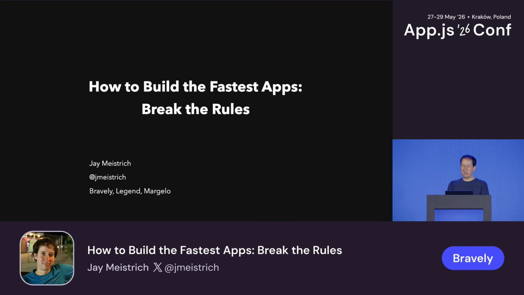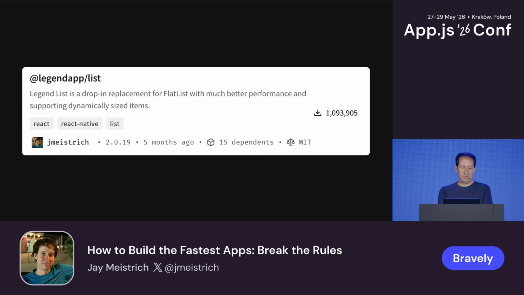Last year's App.js was my first conference talk ever, and it was so much fun. It's great to be back here. That talk was about Legend List, which was version 1.0.14 at the time. Since then, there's been almost 1,400 commits, and it has over 1 million downloads per month now, which is crazy.